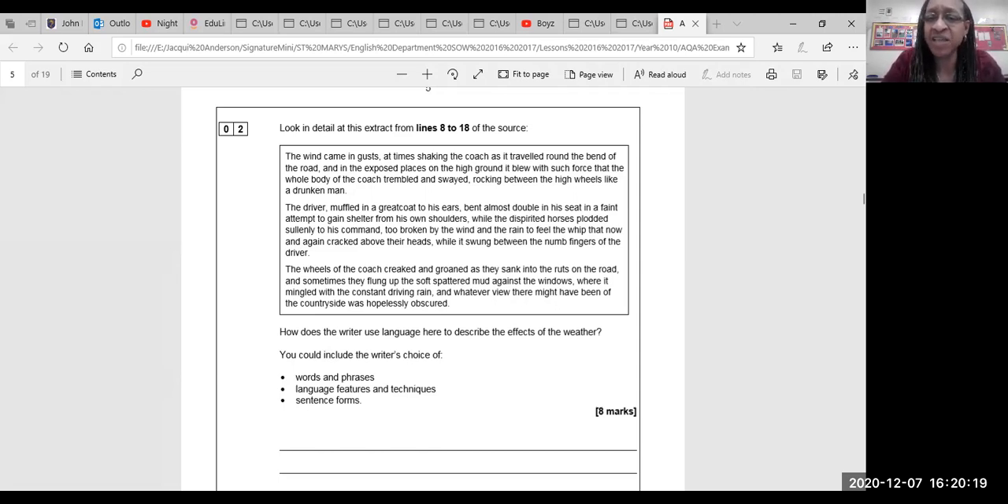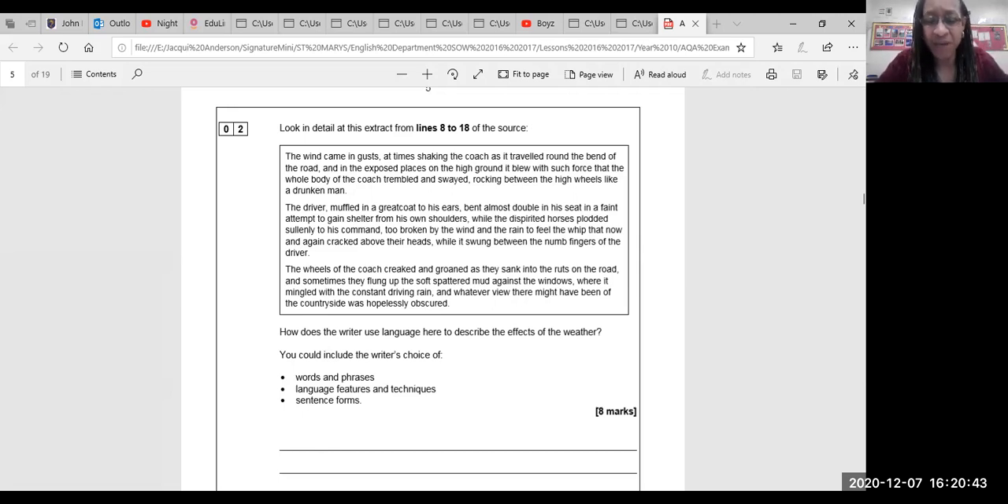Is there repetition, or is there a circular structure, where the end sort of finishes the same way as it started in the beginning? So there's lots of different things for you to look out for. So the question is always going to remain the same. How does the writer structure the text to interest you as a reader?